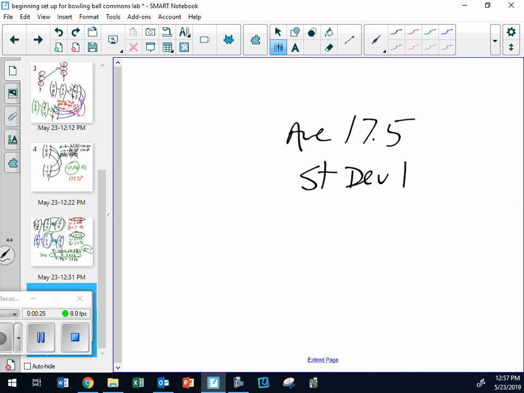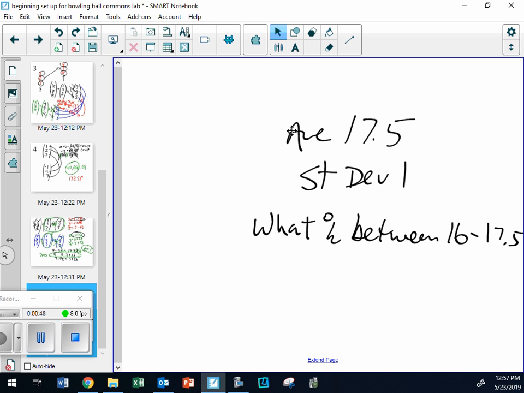What percent of kids would have got between 16 and 17.5? Do you know which little tool to use? Don't say it. 16 and 17.5. What percent of kids would be in there? All right, now you can tell me what tool are you using, sir? Normal CDF, very good. As opposed to, what's the other thing we learned? Inverse normal, okay. And let's use that in a moment, but first this answer.